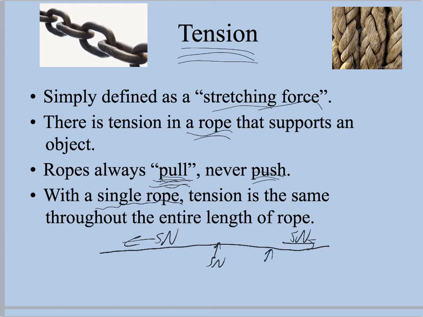The tension here would be 5 newtons. The tension here would be 5 newtons. There'd be 5 newtons all the way through the rope. And that's very important to remember when we get into action and reaction forces in third law. That'll come back. But that's the idea that no matter what, if it's a single rope, the tension in the rope is the same throughout.